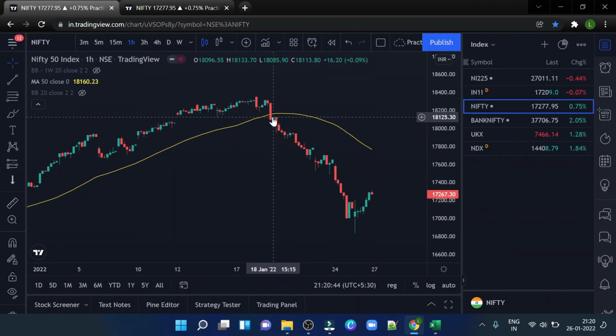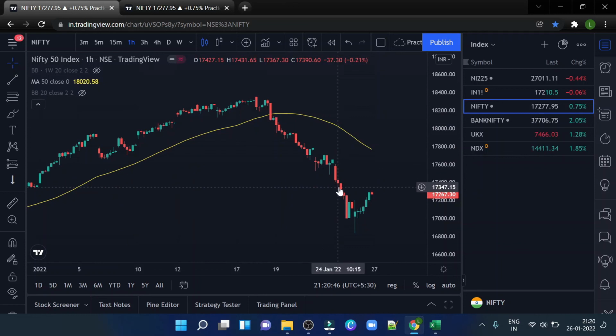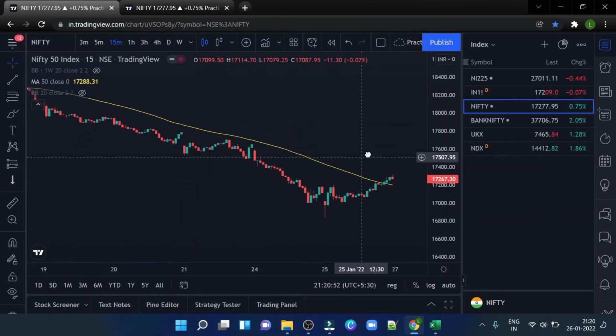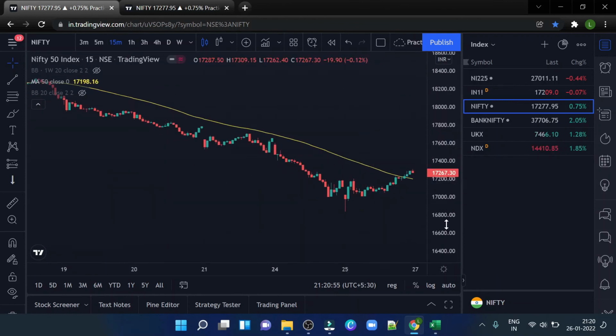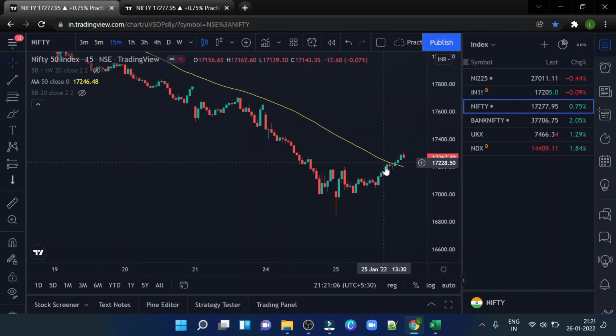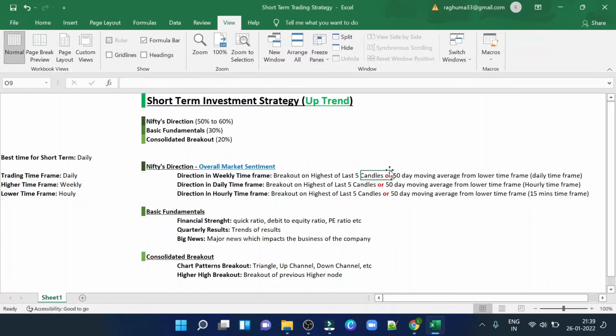Then to understand the direction of the hourly time frame, we have to switch over to the 50-minute time frame and then look at the 50-day moving average. So it has already reversed as per the hourly time frame. This is where I entered into Maruti stock and then gained some profits.